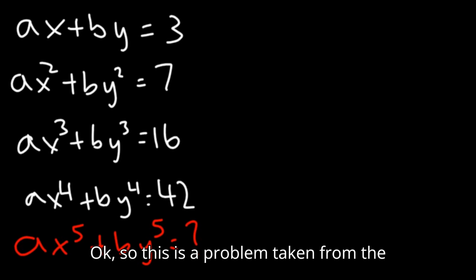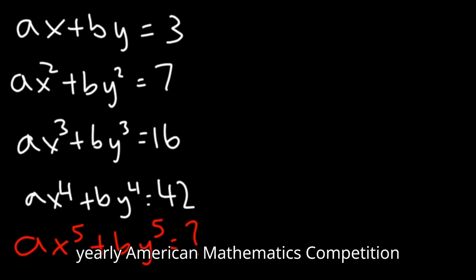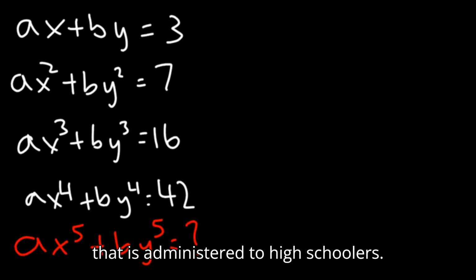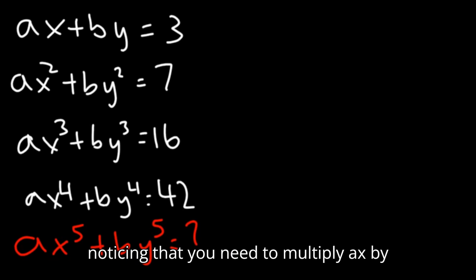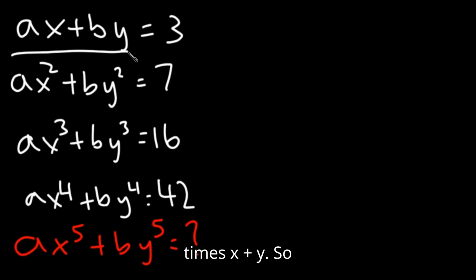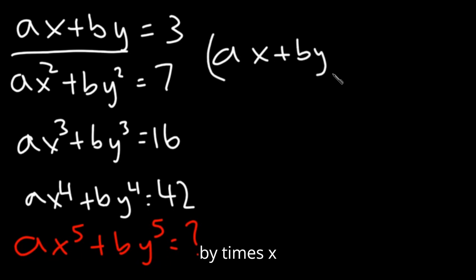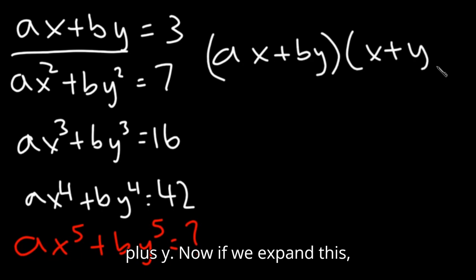Okay, so this is a problem taken from the yearly American Mathematics Competition that is administered to high schoolers. The first step in this problem is noticing that you need to multiply ax plus by times x plus y. So you need to do (ax + by)(x + y).